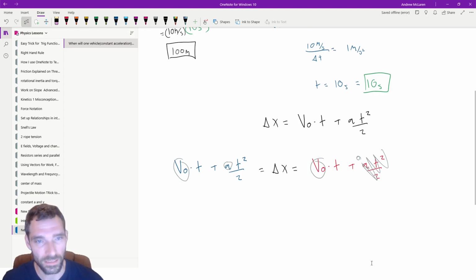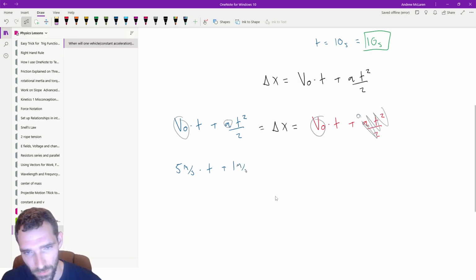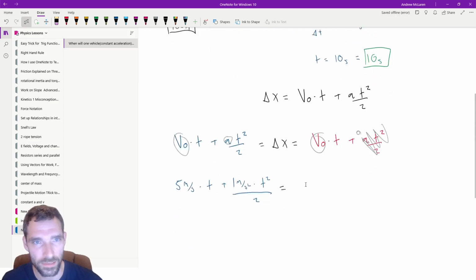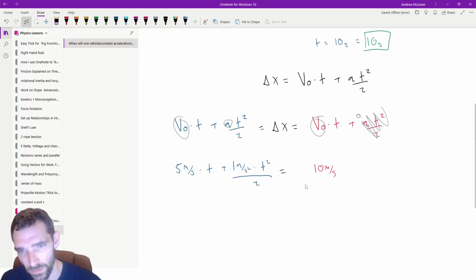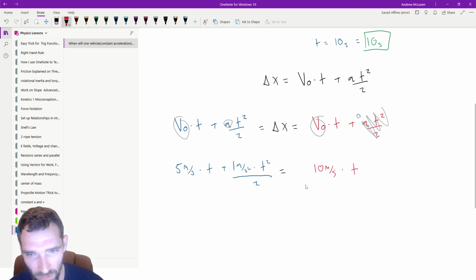So we have the v initial of the car that was going 5 meters per second. That's times some amount of time. And then it's going at an acceleration of 1 meter per second squared times this time squared all over 2. And that is equal to our other one, which was going 10 meters per second. The whole time, its v initial is its v average times the time.